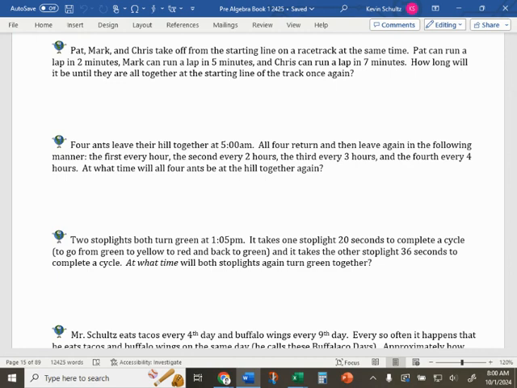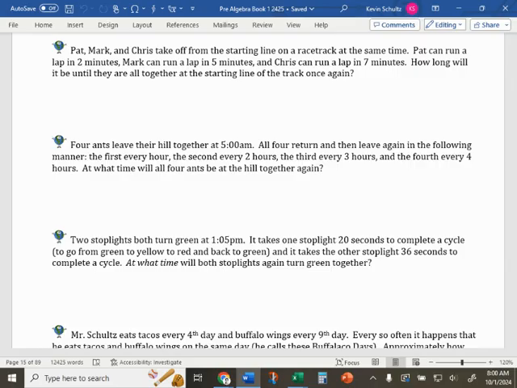Okay. Let's go to the second one. See if you can draw any comparisons here. 4 ants leave their hill together at 5 a.m. All 4 return and then leave again in the following manner. The first ant every 4 hours, the second every 2, the third every 3 hours, and the fourth every 4 hours. At what time will all 4 ants be at the hill together again? 2 stoplights both turn green at 1:05 p.m. It takes 1 stoplight 20 seconds to complete a cycle, which means go from green to yellow to red and back to green again. And it takes the other stoplight 36 seconds. At what time will both stoplights again turn green together?